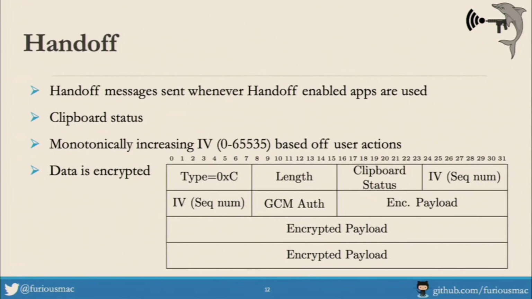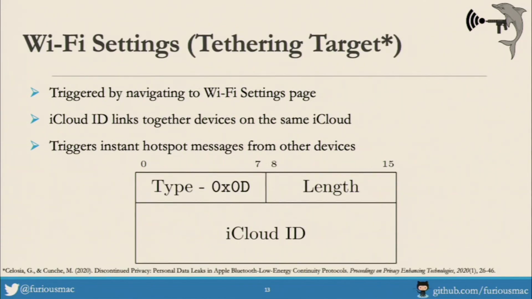The next 2 bytes are the initialization vector, which we call a sequence number. We'll come back to this later, but this really enables you to track users over time despite MAC address randomization. It only increments by 1 when they carry out actions, and over a 2-byte space, it's actually feasible to track users.